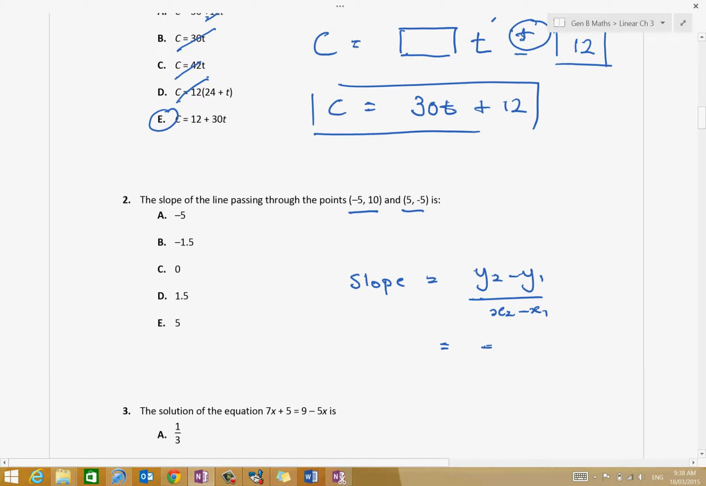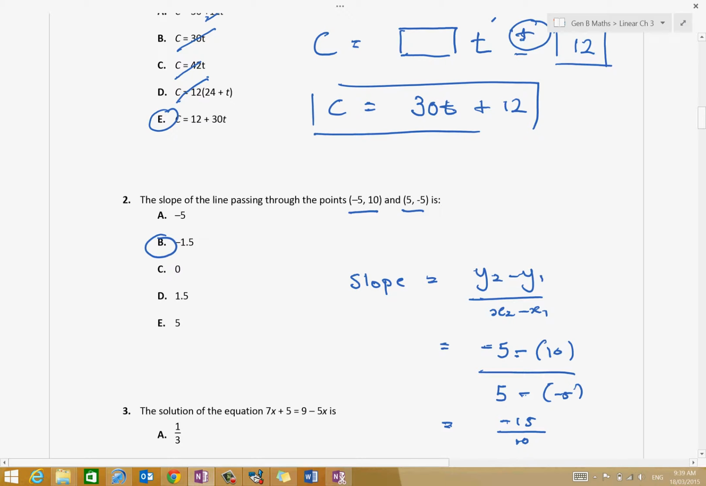So what we've got is y2 is minus 5 minus y1, which is 10, over x2 is 5 minus x1, which is negative 5. So the answer is negative 15 on the top. 5 minus negative 5 is 5 plus 5, which is 10. The answer is negative, and it's negative 1.5.